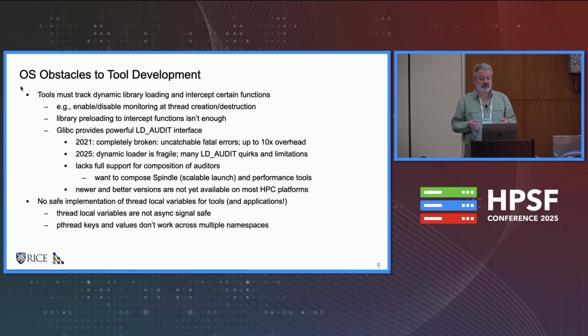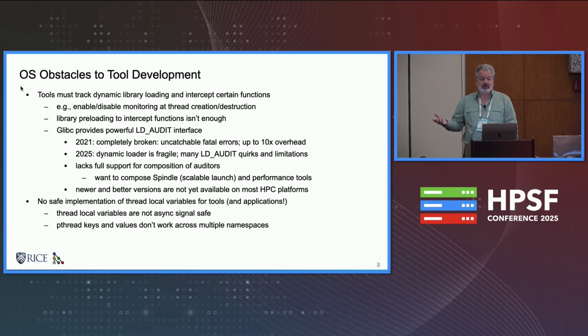The dynamic loader is still fragile. There are many quirks where there are certain functions you can't call in software that's using this interface, because the glibc library has not been fully loaded yet. So it's a really quirky environment to work with. There are newer and better versions available upstream, but they're not available on the HPC platforms. And so this is a continual struggle to just get the software infrastructure that we need.